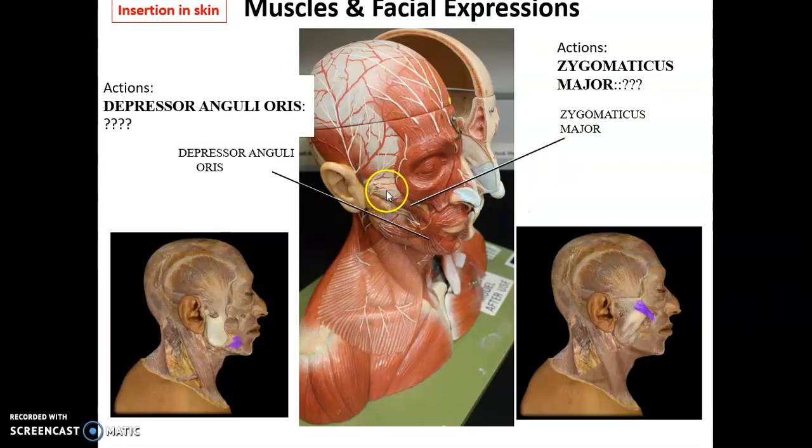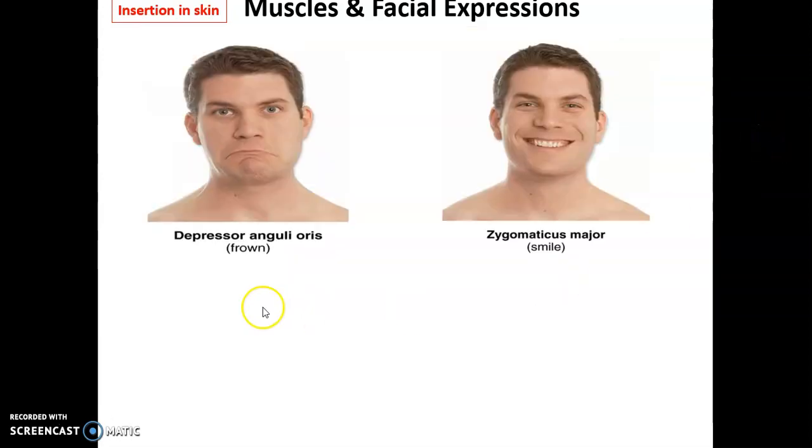All right, then we have zygomaticus major, going from the zygomatic bone to the upper corner of the mouth, and then depressor anguli oris going from the mandible to the lower corner of the mouth. These are both, of course, inserting into skin. And depressor anguli oris, when you contract that, will lead to a frown, will pull the corners of your mouth down. Zygomaticus major, when you contract this muscle, will help to pull the corners of your mouth up for a smile.